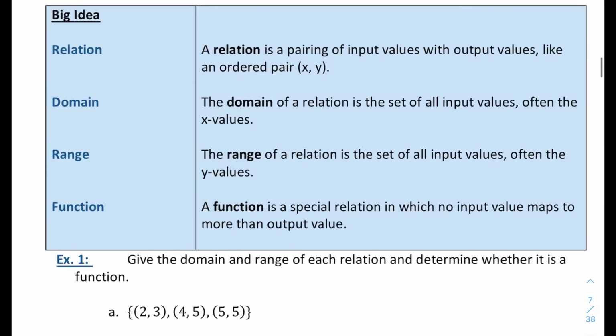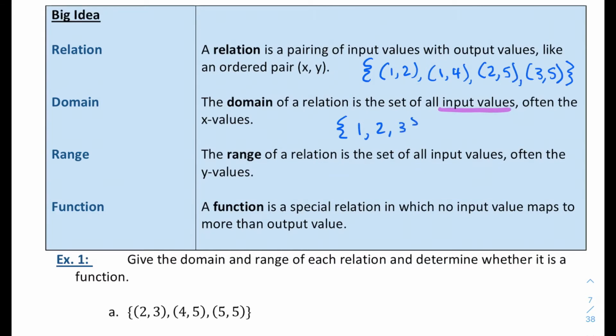So functions and relations we've talked about a lot before. Reminder, a relation is a pairing of input values with output values, like an ordered pair or a set of ordered pairs. So notation-wise, if you have a set of ordered pairs, you put the squiggly braces around your set that consists of your relation. The domain of your relation is all of your input values. So on this relation I just made up, your x values are 1, 2, and 3. Those would be in your domain.